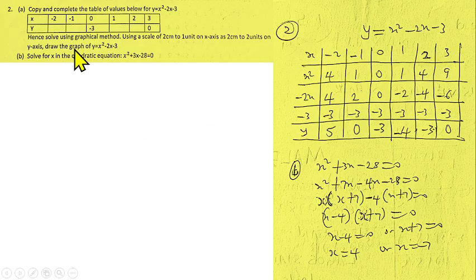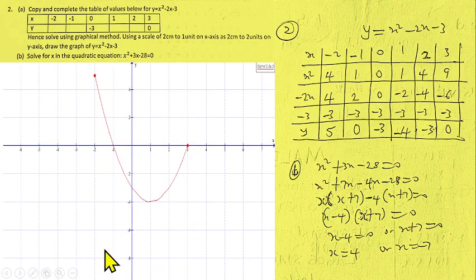Then after that, you can now draw the graph using the scale of 2 cm to represent 1 unit on the x-axis and 2 cm to represent 2 units on the y-axis. If you draw the graph, this is how it's going to look. On the y-axis, 2 cm represents 2 units: 2, 4 and so on, minus 2, minus 4, minus 6, minus 8. On the x-axis, 2 cm represents 1 unit: 1, 2, 3, 4, 5, 6 and so on, minus 1, minus 2, minus 3, minus 4 and so on.